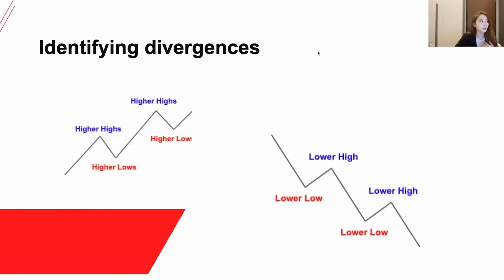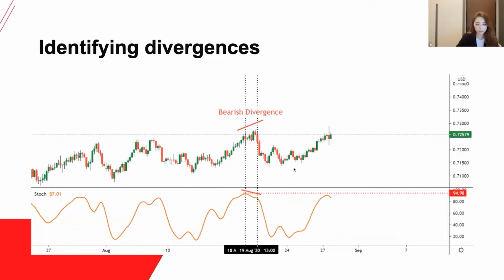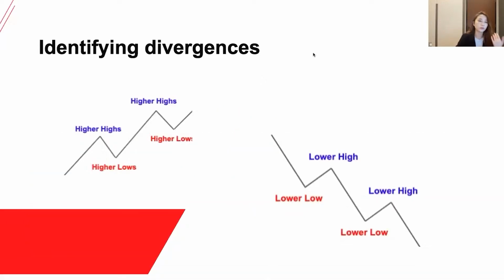Okay, so this is what we are looking at, identifying divergence. So for those that are familiar with divergence, I think that this slide will be much easier for you guys. However, for those that are not familiar with it, first of all, we have an upward looking trend with higher highs, higher lows, and a downward moving trend with lower highs and lower lows.